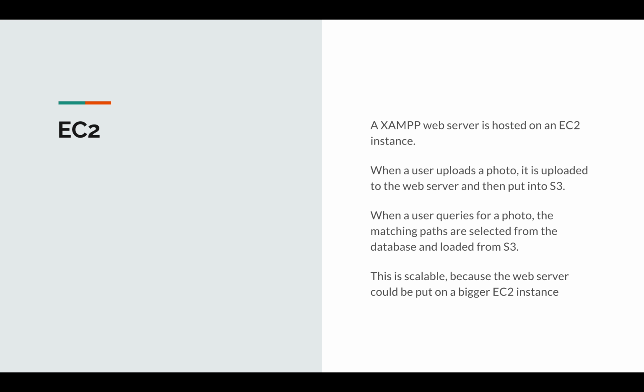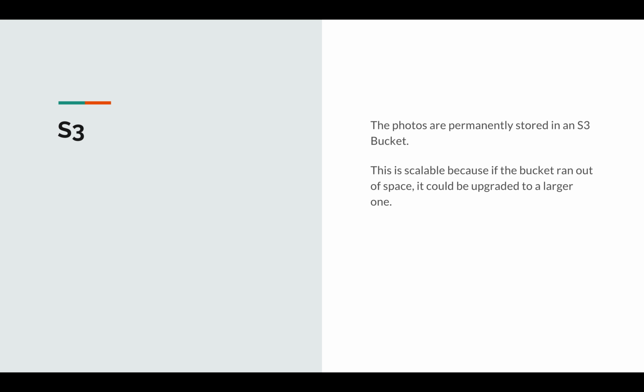This is scalable because if I needed a higher web server with more throughput, I would just put it in a bigger EC2 instance. It's the same thing with S3. It's where the photos are stored. It's scalable. If I needed more photo storage, I would just put it in a bigger bucket.